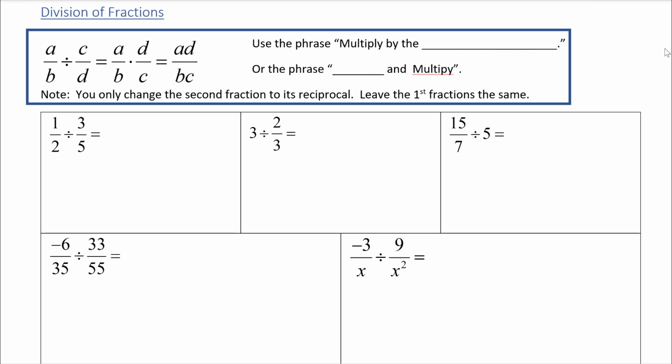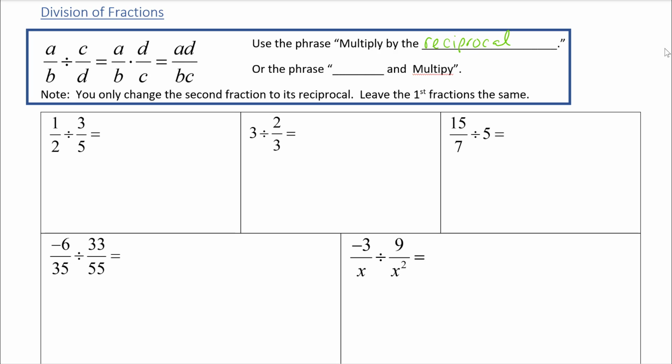Our next topic for fractions is division of fractions. So when you take two fractions and you're trying to divide them, the easiest thing to do is to change the division problem into a multiplication problem. And we're going to use the phrase multiply by the reciprocal. Reciprocal means the top goes to the bottom and the bottom goes to the top. The numerator and denominator switch places.